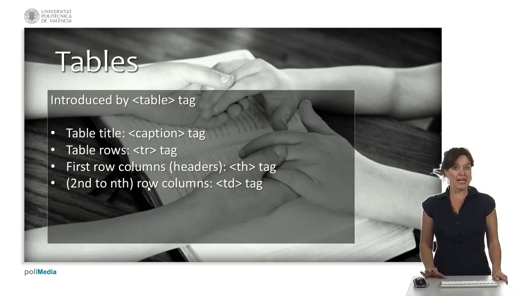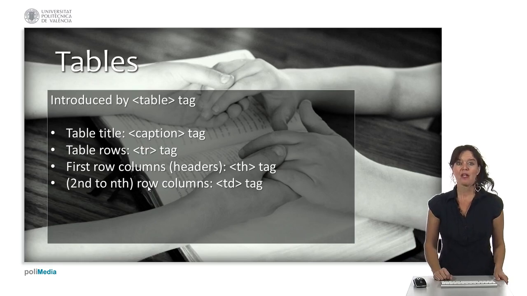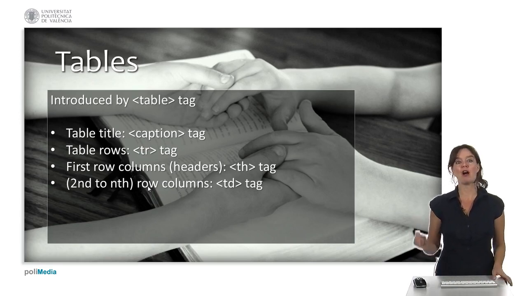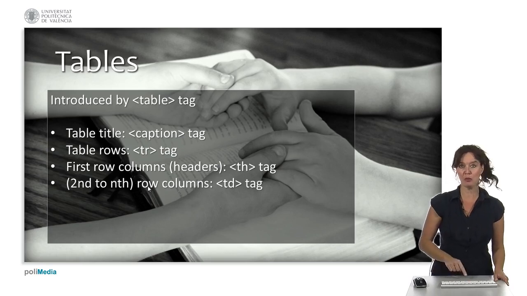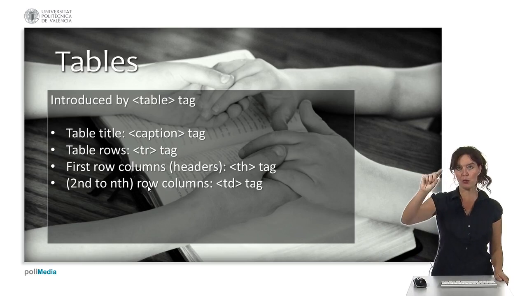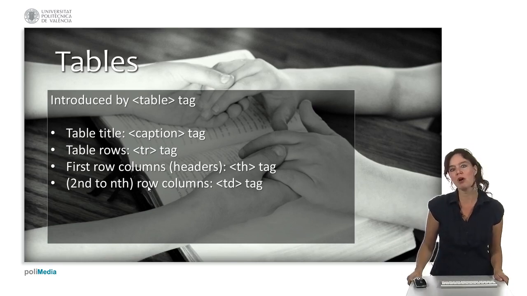Then we can have also tables. Tables are introduced by the table tag, and within the table we have a table title, which we indicate with the caption tag. There are table rows that we indicate with the TR tag, TR for table row. The first row are the headers, so these are done with the TH tag, so we know how the columns are named. And then the second, how many rows we want, are indicated with the TD tag.